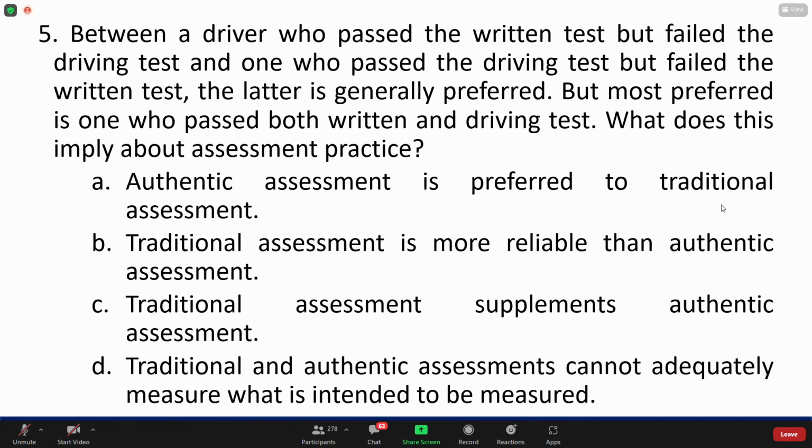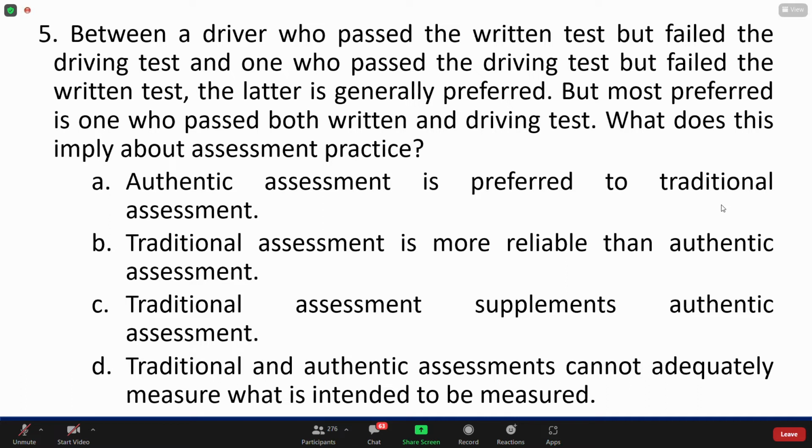Number 5, volunteer please. Can we have Mr. Aldrin Alum? Mr. Alum, unmute yourself. Yes, sir. Okay, read and answer number 5, please. Number 5, between a driver who passed the written test but failed the driving test and one who passed the driving test but failed the written test, the latter is generally preferred, but most preferred is one who passed both written and driving test. What does this imply about assessment practice?